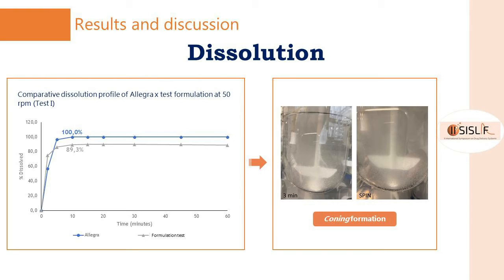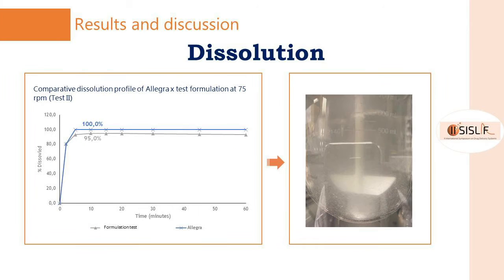During the test, coning formation was visually observed. In order to minimize the impact of this phenomenon, tests were carried out applying a rotation speed of 75 rpm. For the test formulation, a release of about 95% was obtained in the first 10 minutes of testing. Furthermore, the increase of rotation visually minimized coning formation.